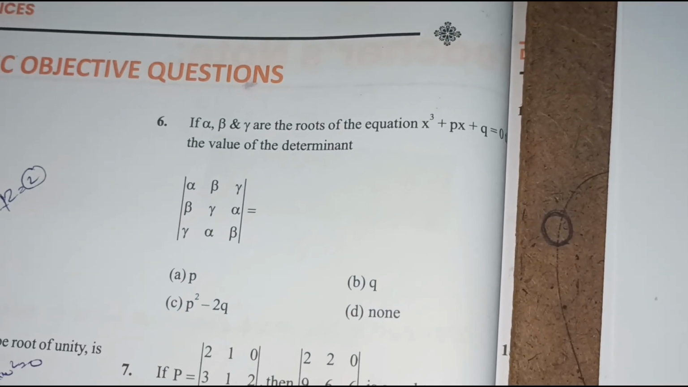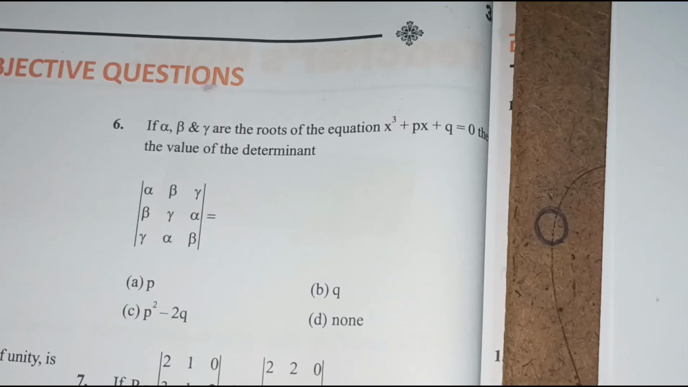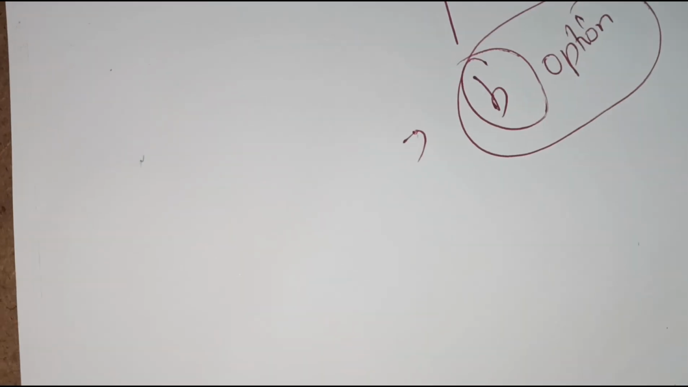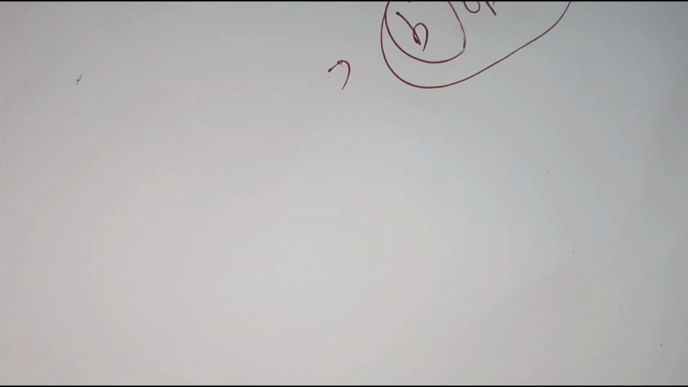Next, the sixth problem. If alpha, beta and gamma are the roots of the equation p x cube, you can see the value of the determinant. Let's understand this. Here it is given that alpha, beta and gamma are the roots of the given equation. So here we should first find the relation between the roots and the equation.